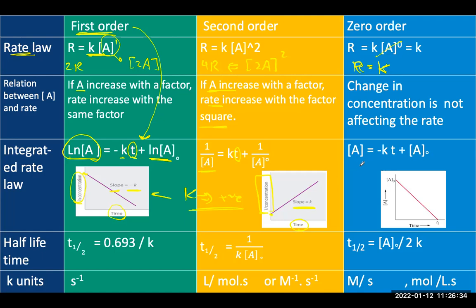And here for the zero order, if we draw again the concentration versus T, we will get again a straight line, and this straight line has a negative slope, which is equal to minus K.